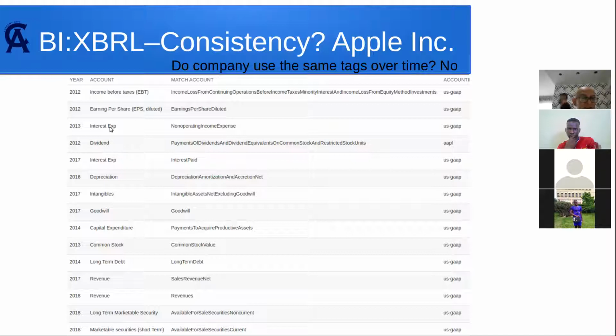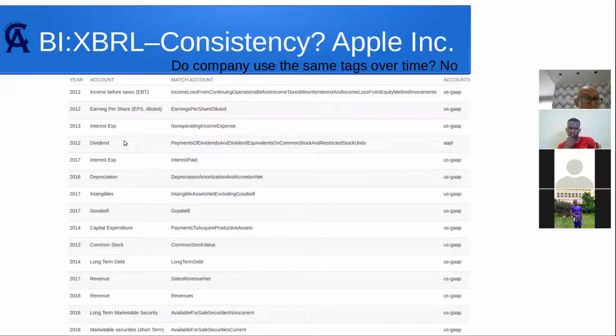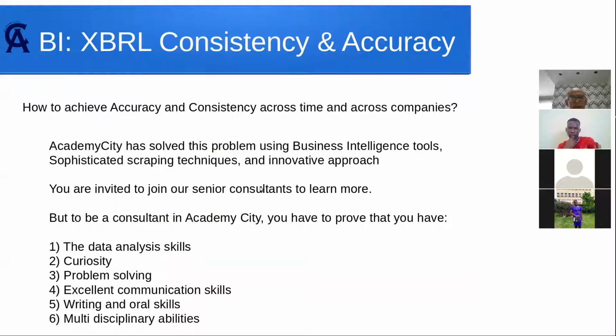For example, interest expense in 2013 is different than 2017. Here they call it interest paid, and here they call it non-operating income expense. Got it? Yes, doctor. And we see that they are really switching, so that makes our case very strong. Okay. Now we're starting.